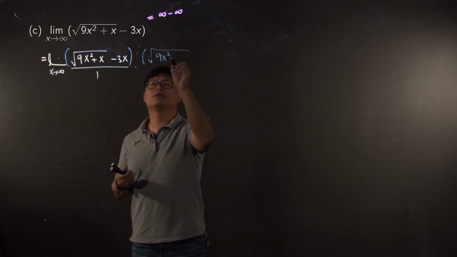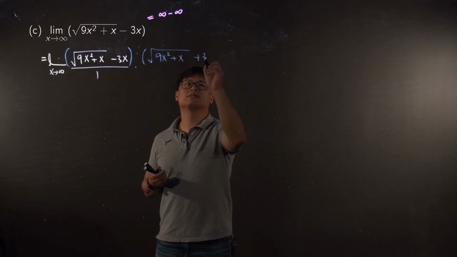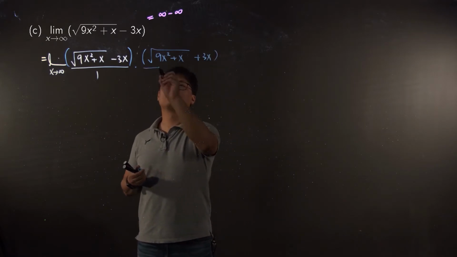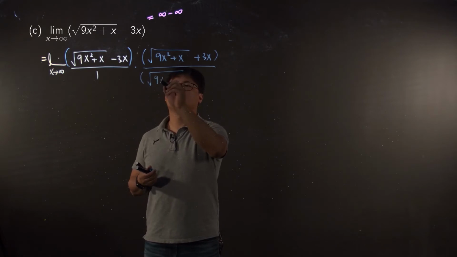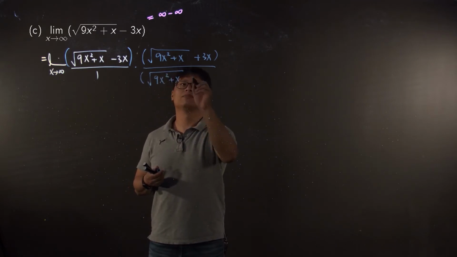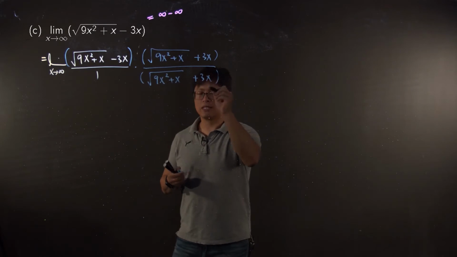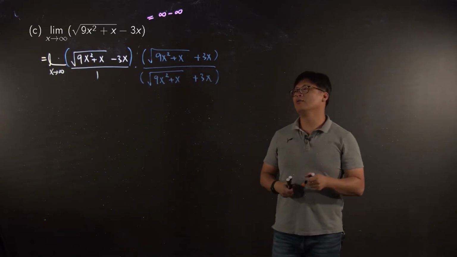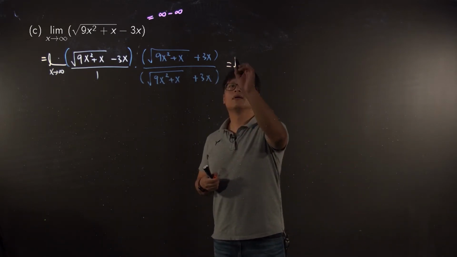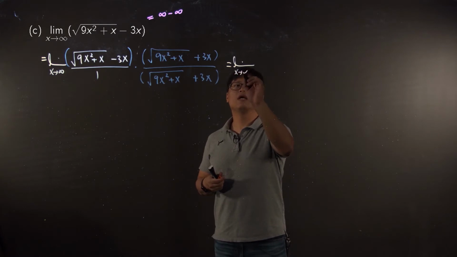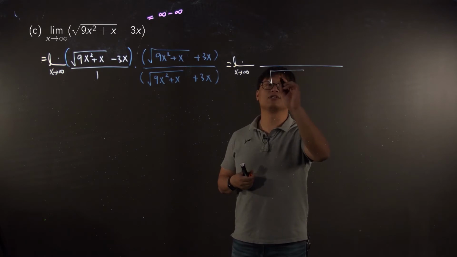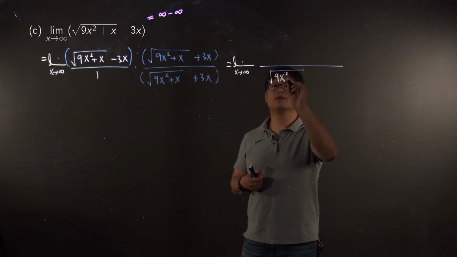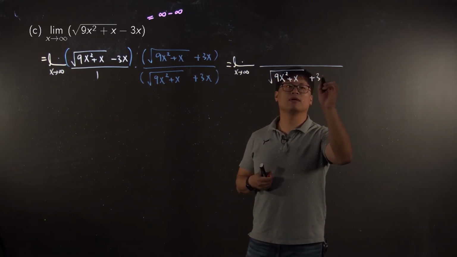9x squared plus x plus 3x. Whenever you multiply something on your numerator, do the same thing on your denominator. Is that clear? Now, the limit as x goes to infinity. Let me write the denominator first, because there is no change for this: square root of 9x squared plus x plus 3x, okay?